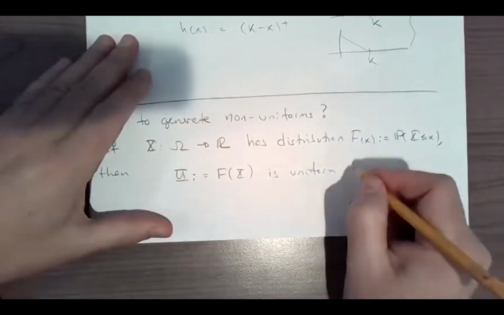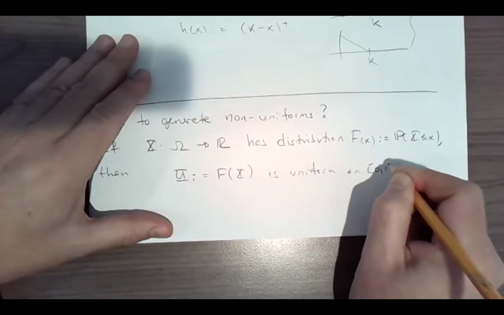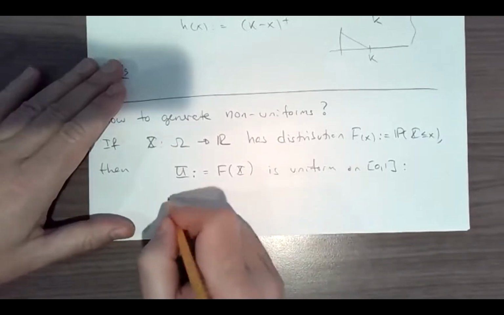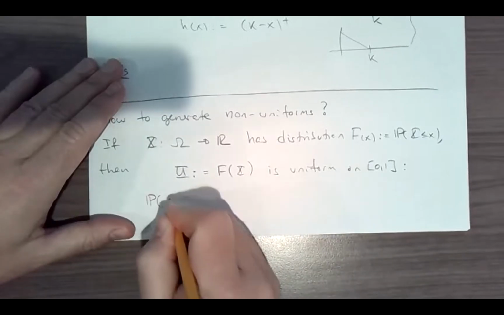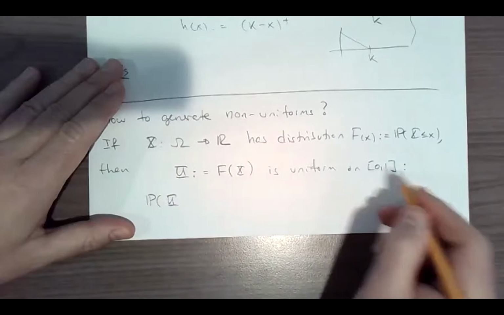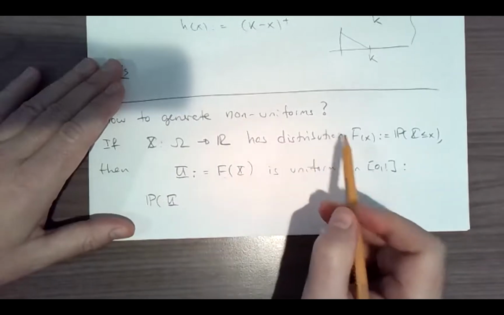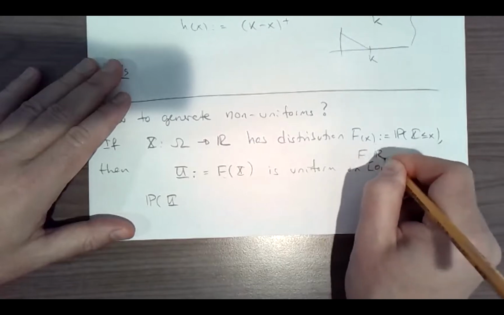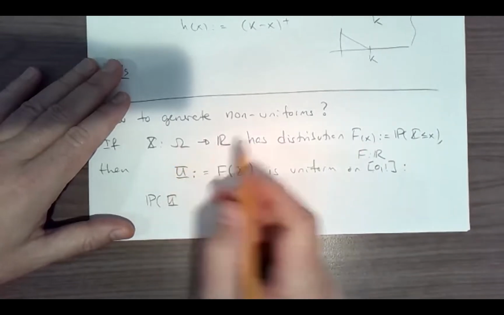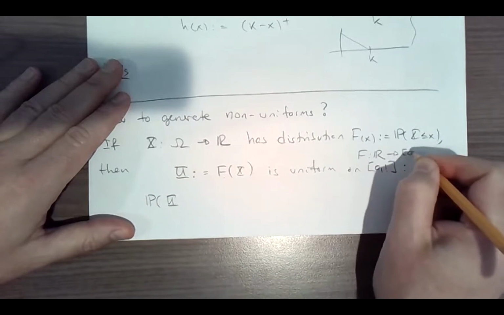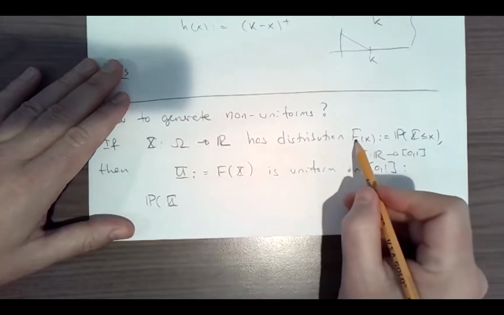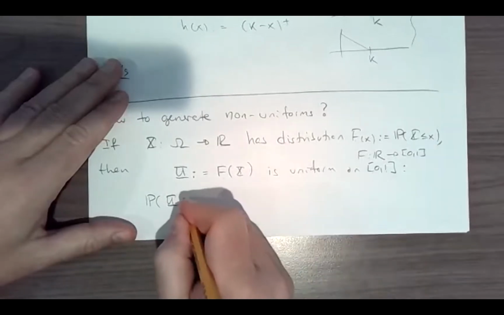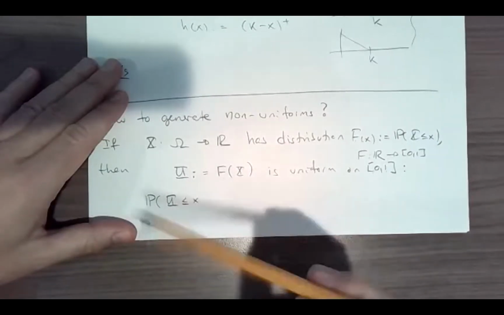And this is uniform on the interval 0 to 1. The proof is not bad, we looked at it last time. You just take a number between 0 and 1. F here is a distribution function, so this is a number. This F goes from R into the interval 0 to 1, because it's a distribution, a probability, so it lives between 0 and 1.